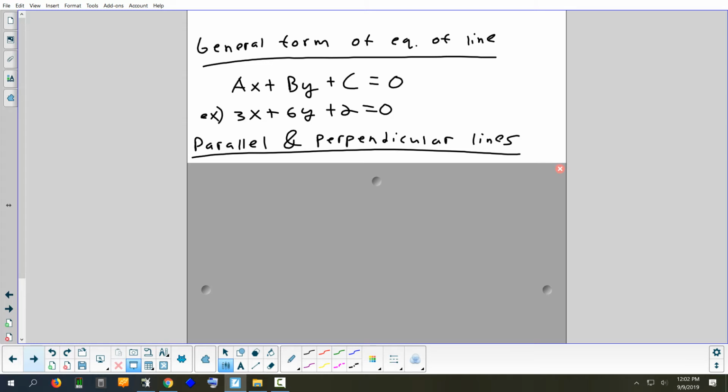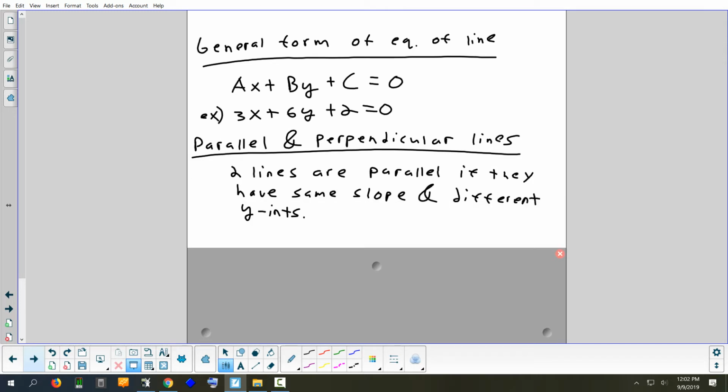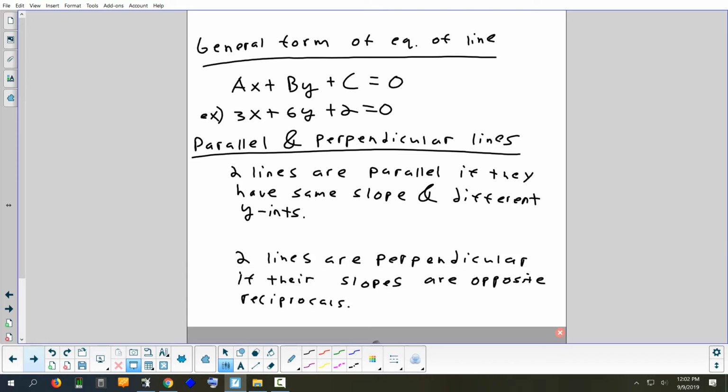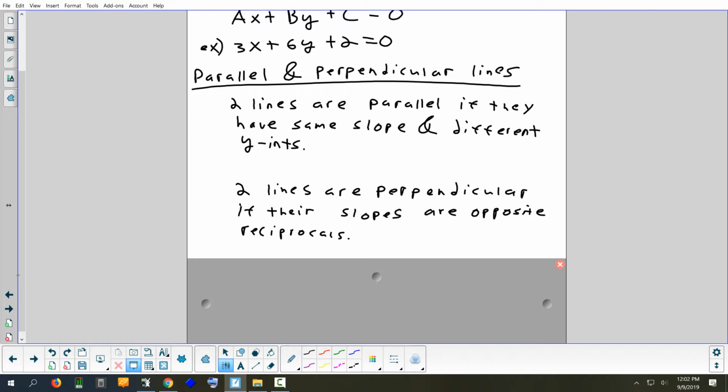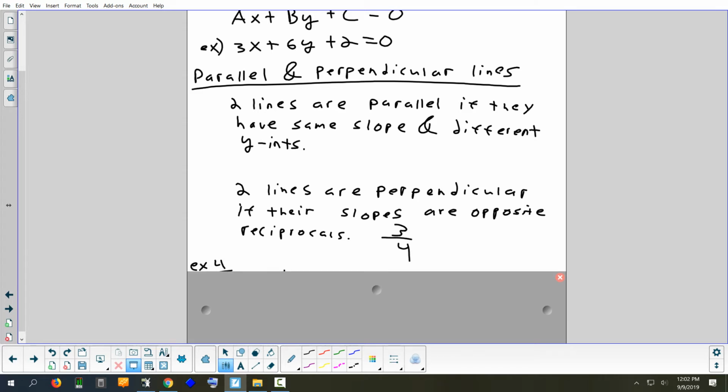Parallel. Lines are parallel if what? Same slope. Different y-intercept. Same slope, same intercept, that's the same line. So 2 lines are parallel if they have the same slope, different y-intercept. I was going to ask you that, but I just showed you. 2 lines are perpendicular if their slopes are opposite reciprocals. For example, what's the opposite reciprocal of 3/4? -4/3. Yep. Very good. Okay, so you guys know all that.